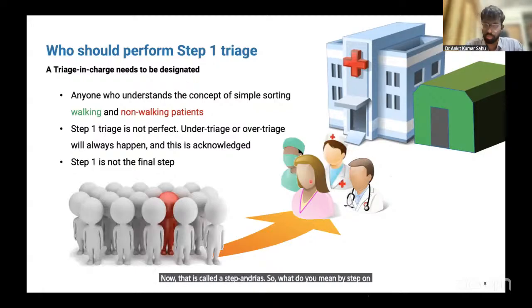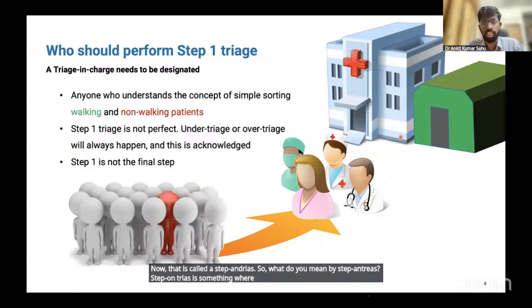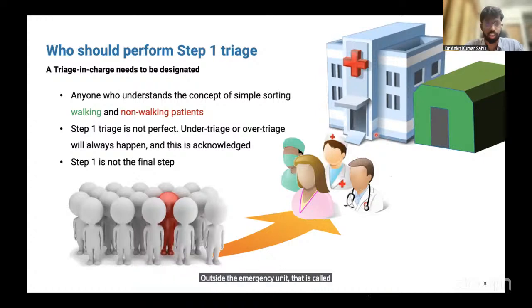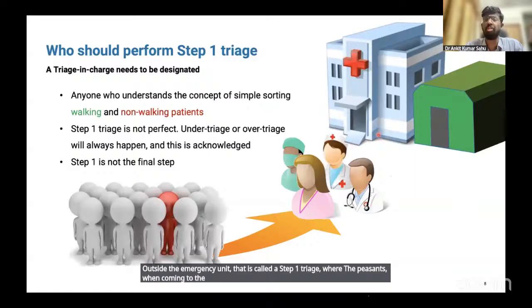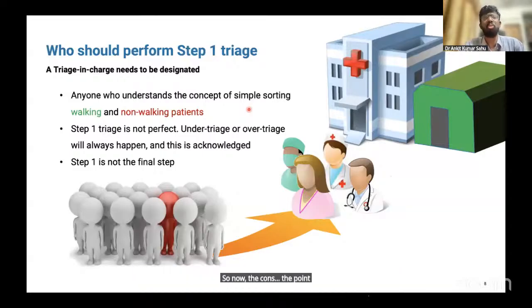Step-one triage is where the triage is outside the emergency unit. This is the emergency unit. This is another area outside the emergency unit, that is called step-1 triage, where the patients, when coming to the hospital, will be divided into walking or non-walking patients. Anyone who understands the concept of simple sorting of walking or non-walking can act as a triage in charge. So now, who will be the triage in charge? Who will be doing the step-one triage?